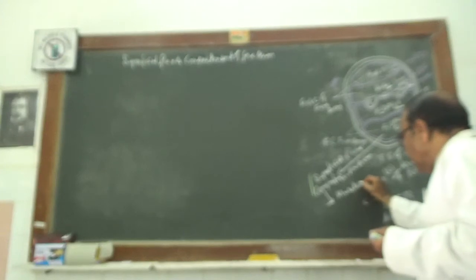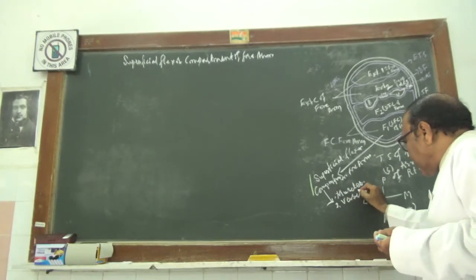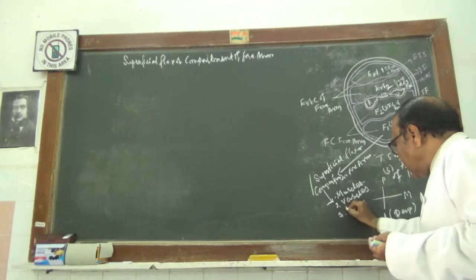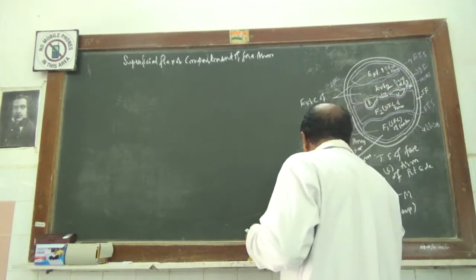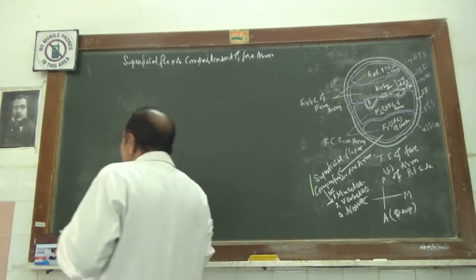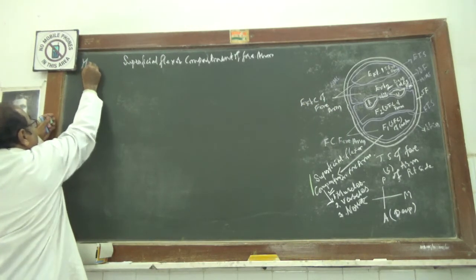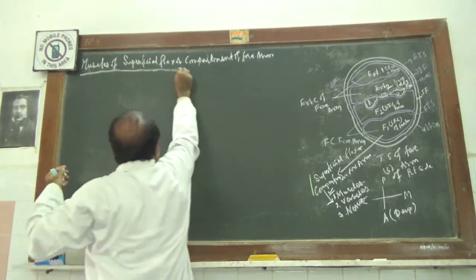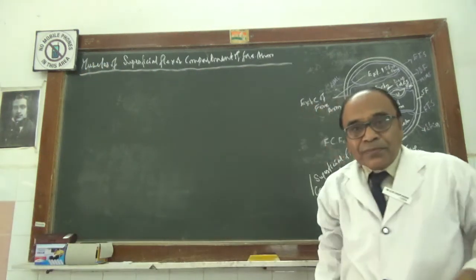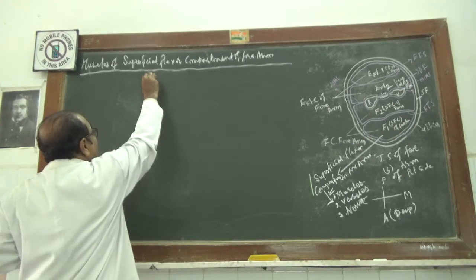muscles. Then you have the vessels. Then you have the nerves. Out of this, we have to go to the muscles of the superficial flexor compartment of the forearm. Now in that, what are the muscles that you are going to have?